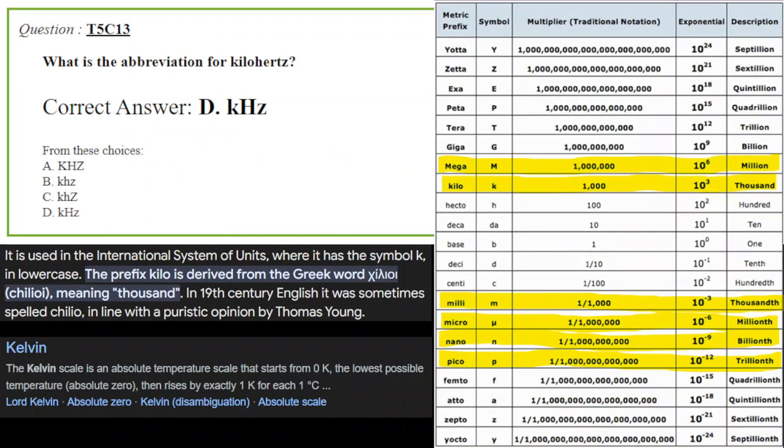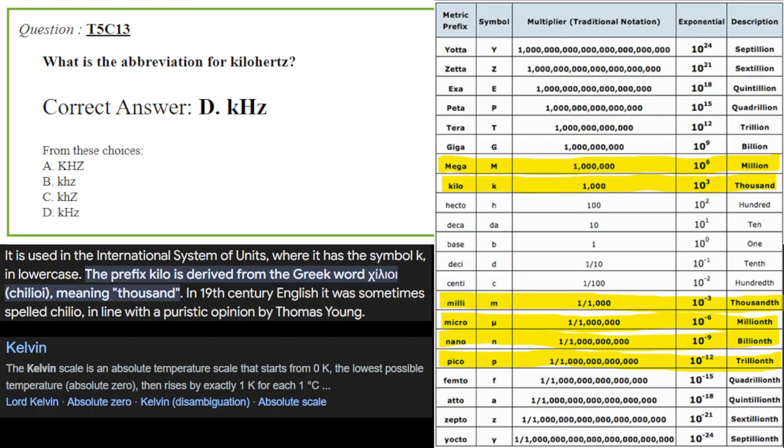And now let's take a look at number 13 again. So what is the abbreviation for kilohertz? I've got a lot on this screen because I even asked, why is it that the K is not capitalized? You have to remember it's a lowercase k. And of course, with hertz, it's a capital H, lowercase z. So if you look at the chart, kilo is a lowercase k.